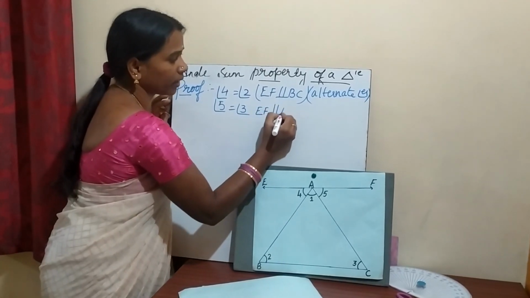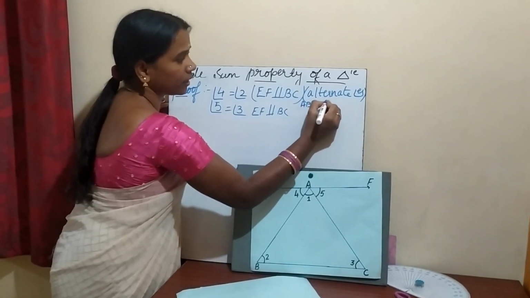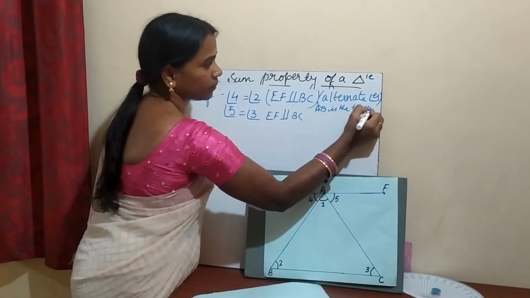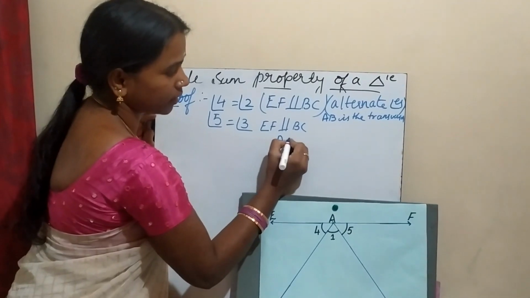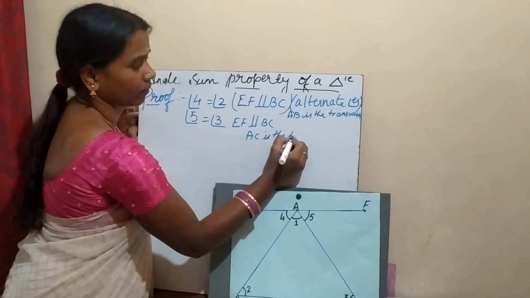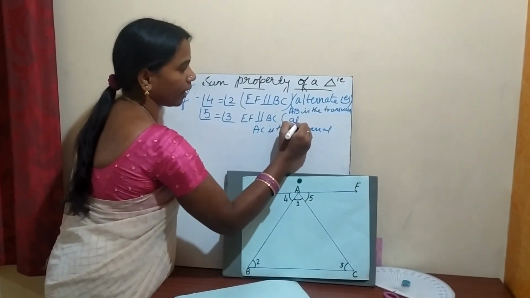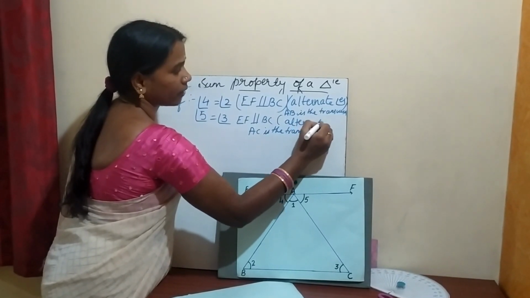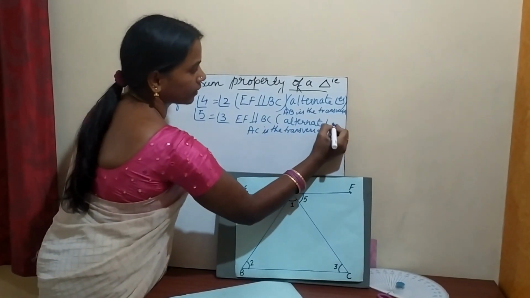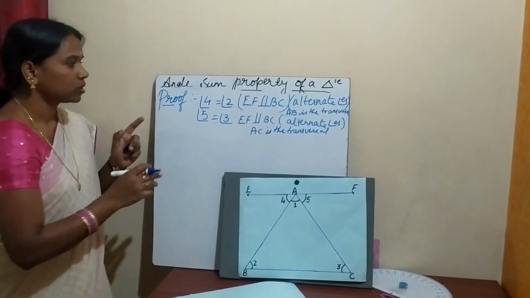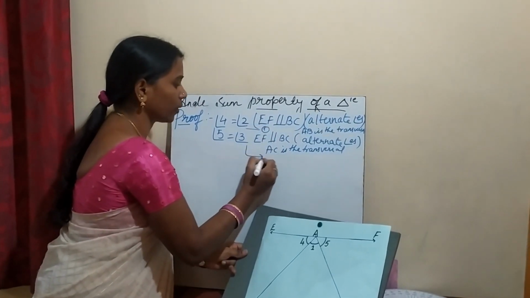EF is parallel to BC, and here AB is the transversal, and here AC is the transversal. Same reason, it is alternate angles. Alternate angles are formed when two parallel lines are cut by a transversal line. They are equal, of course. So here I can name it as angle 1, and this is equation number 2.